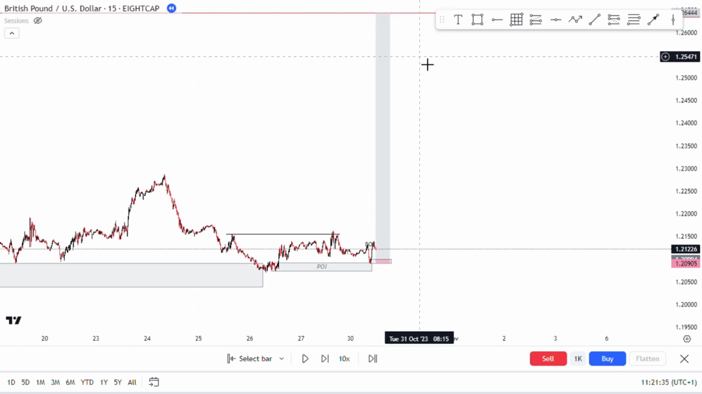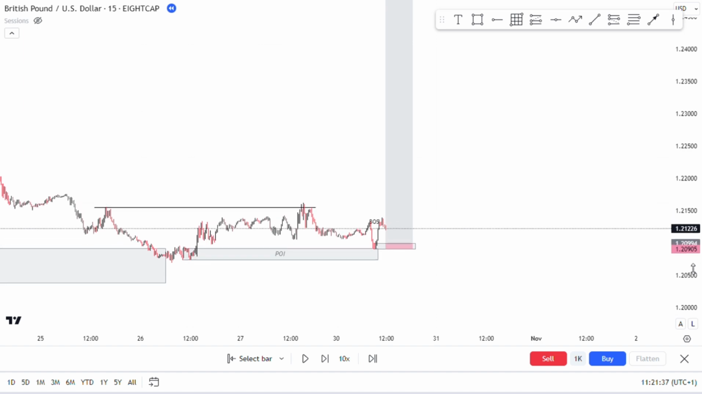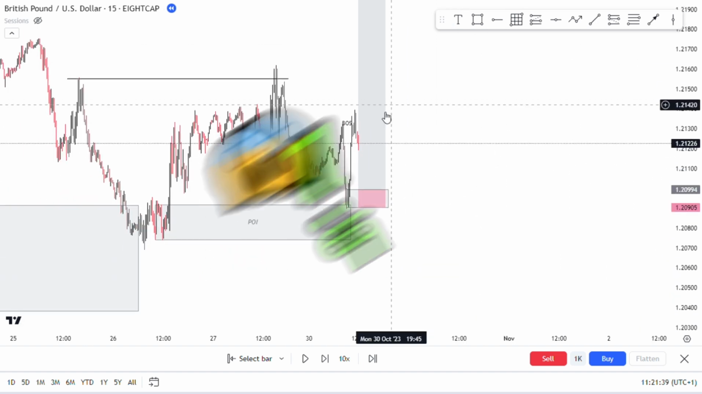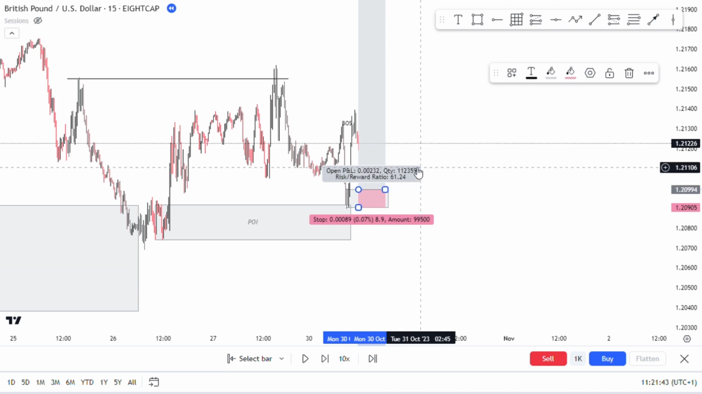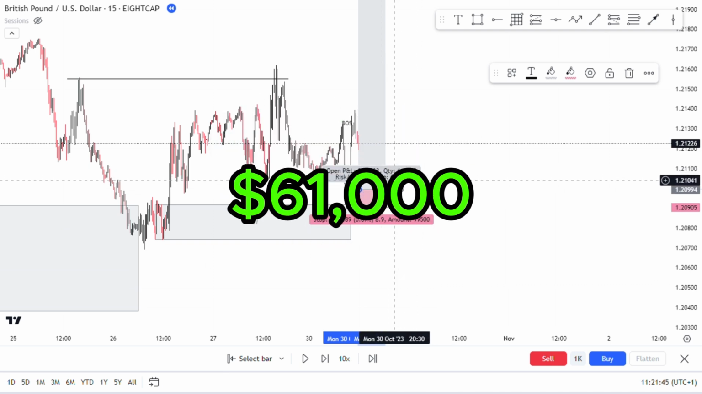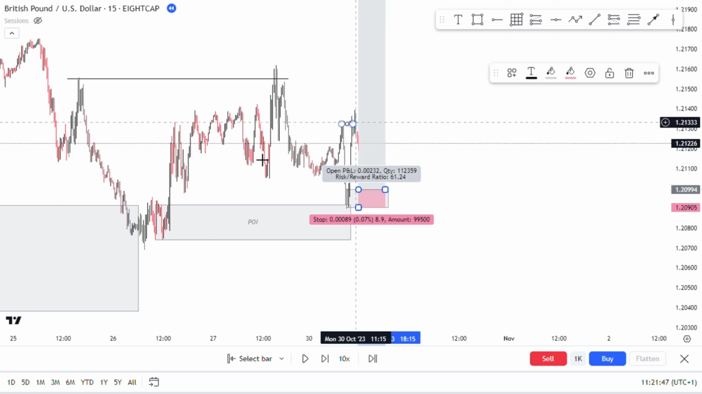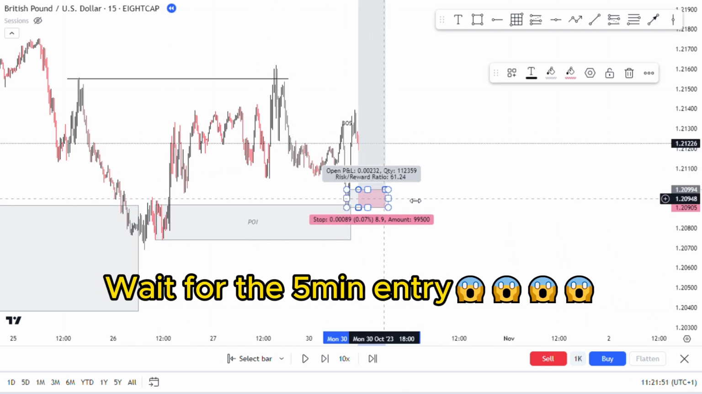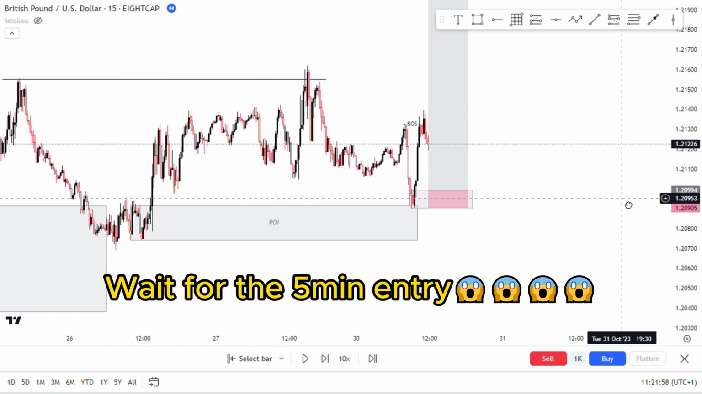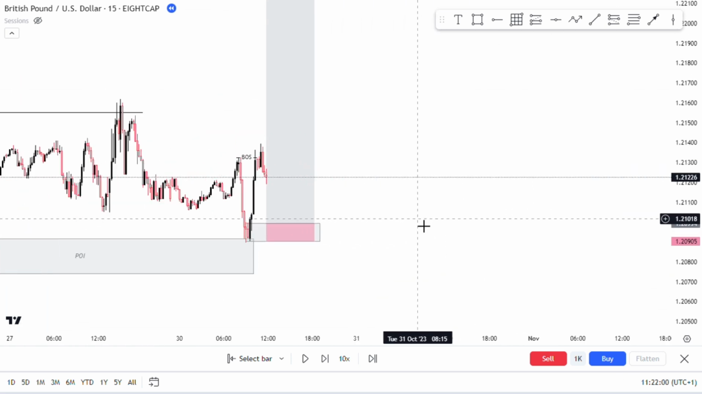So at the end of the day, you can see this one is going to give us like a 1:61 ratio. Let's check the ratio: 1:61. That means if you're risking the same $1,000 for this particular trade, you're going to make $61,000 in return. Just like you're going down to a lower time frame, finding your perfect entry to increase your risk to reward ratio.